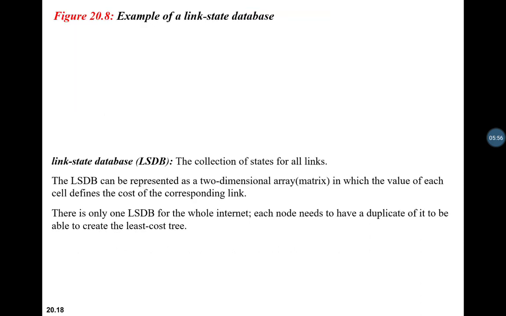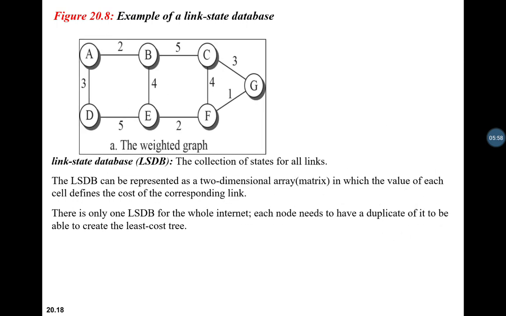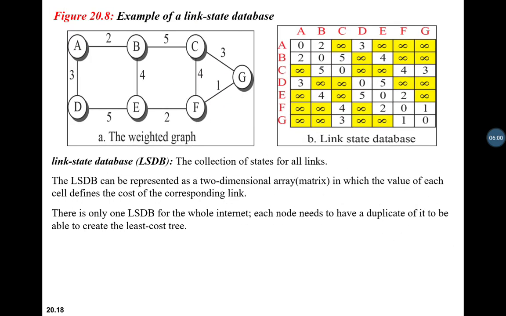Next is an example of the link state database. The link state database is the collection of states for all the links. To create a least cost tree with this method, each node needs to have a complete map of the network. It needs to know the state of each and every link. The collection of the states for all the links is known as the link state database.